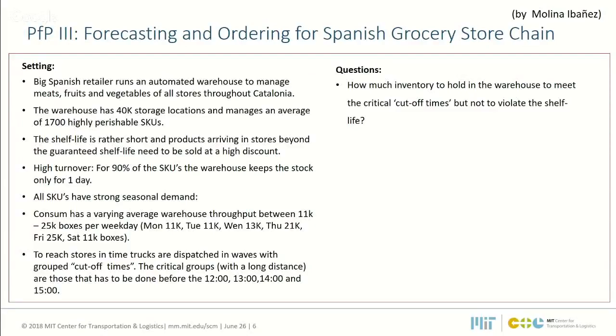Perishable means shelf life is very, very short. So meats, fruits, vegetables, they have like 1 to 2 weeks, perhaps, if they are cooled down. I don't know, I'm not an expert, but something like that. So they have that guaranteed shelf life that they have to deliver to in a store. Otherwise, they have to sell it out at a discount.